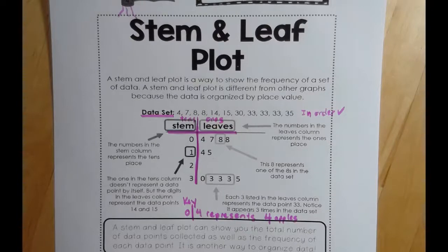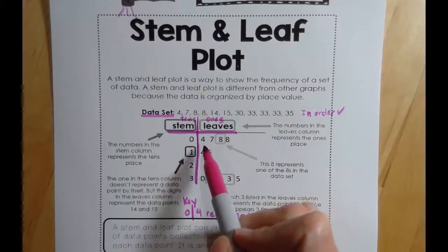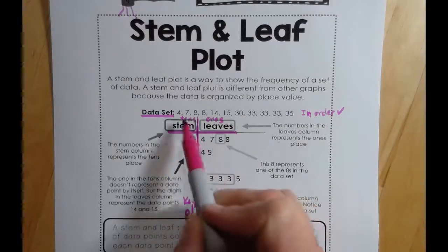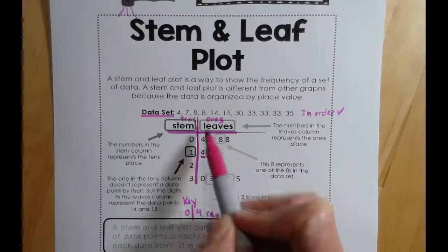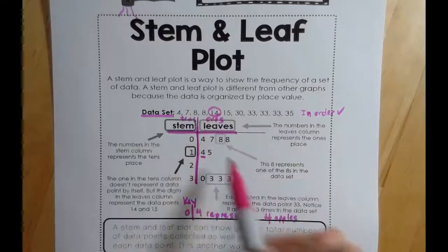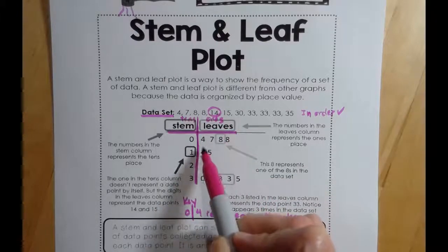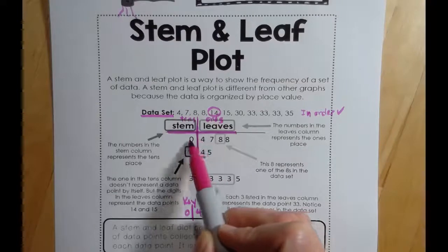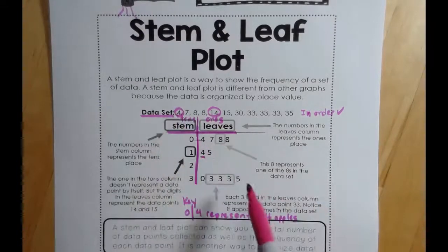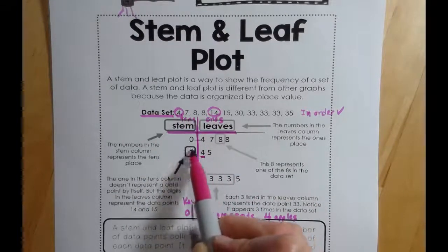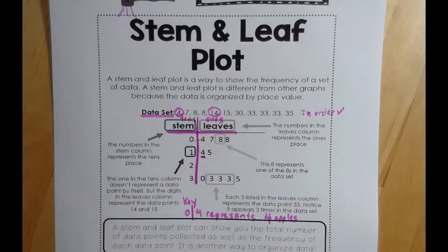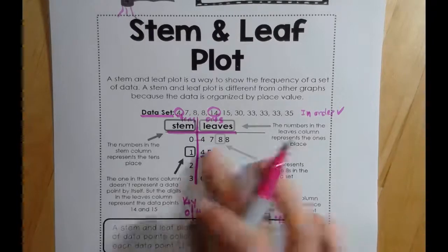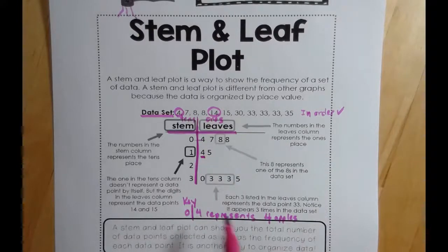Okay, so do we see now, folks, how this 4 here represents 4? This 4 here represents 14, which would be this data point here. So even though the leaves look the same, this leaf is a 4, it's connected to the 0 stem, so it means just 4. And this 4 here is connected to the 1 stem, so it means 1, 4, or 14. Okay?